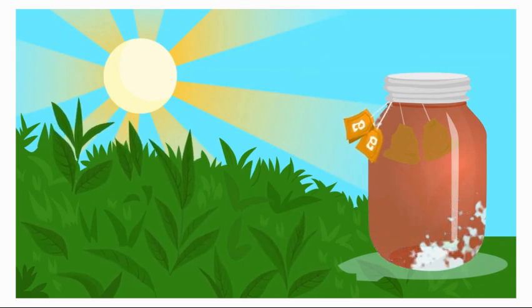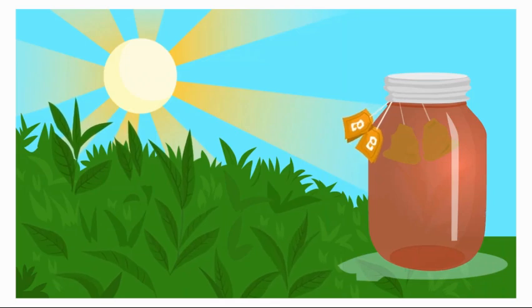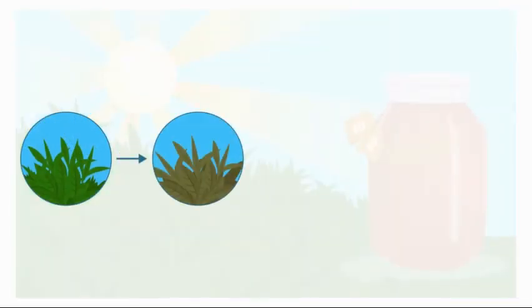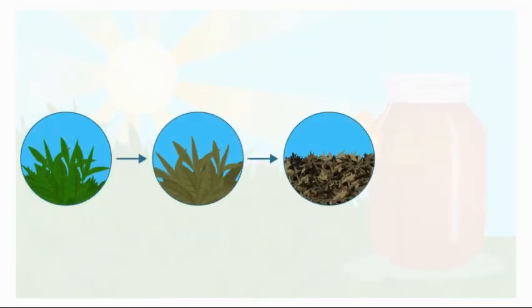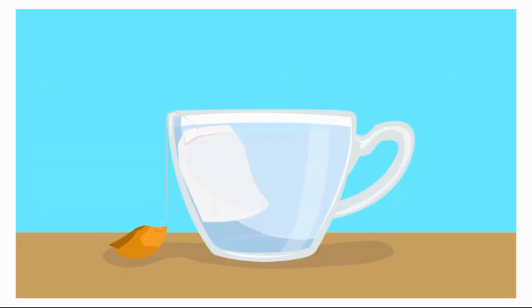Now, all you have to do is add ice and enjoy. If you don't want to wait for your tea to brew in the sun, there's a faster way to brew it. Just use hotter water. After tea leaves are harvested, they are dried out and ground into small pieces. Those small pieces can be placed into a tea bag. To make tea, you place the tea bag in hot water and let it steep for a while.